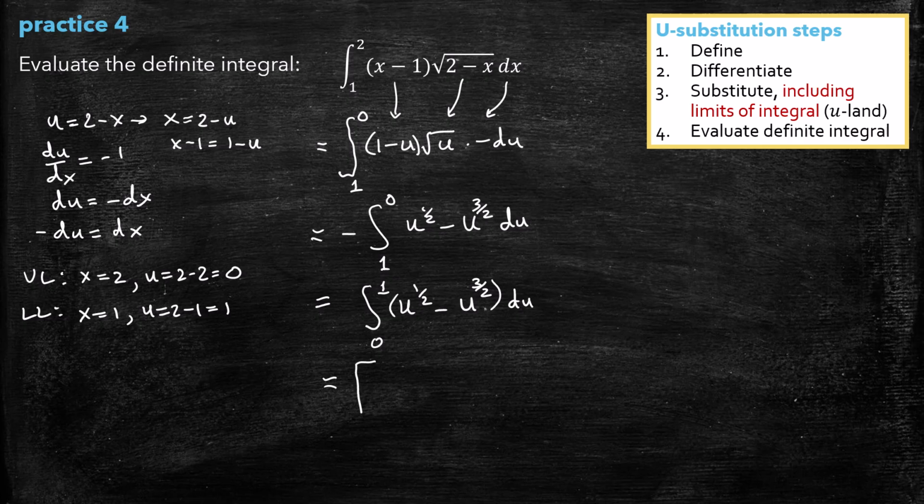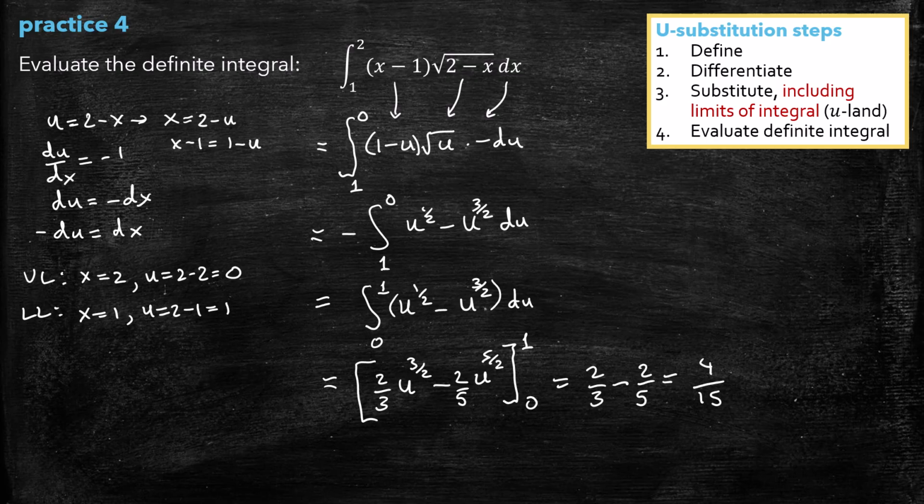And then we just do the antiderivative. So 2/3 u to the 3/2 minus 2/5 u to the 5/2, right? The reverse power rule, from 0 to 1. And luckily 0 plugged in gives 0, so we just have to worry about 2/3 minus 2/5. And if you do the fraction work, the answer comes out to 4/15.